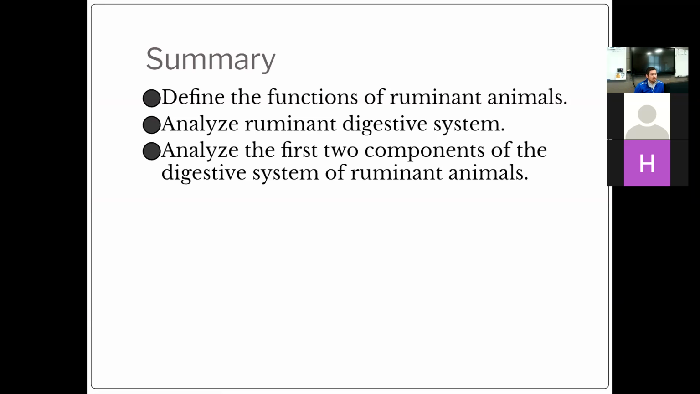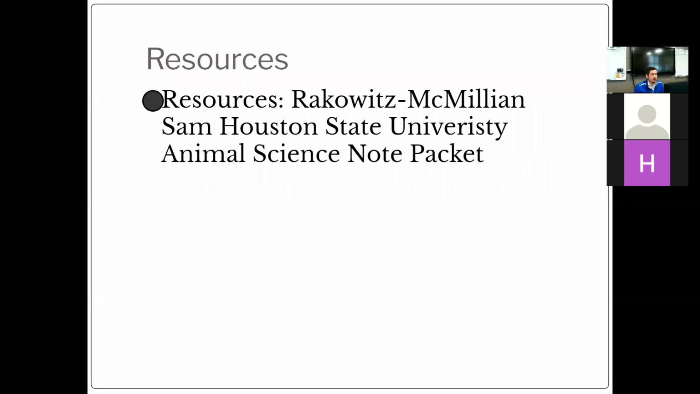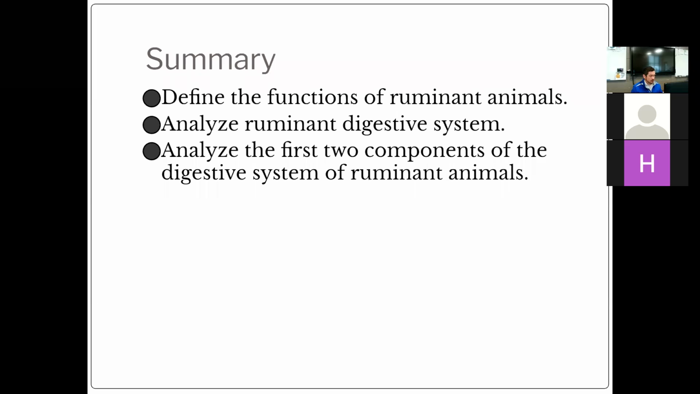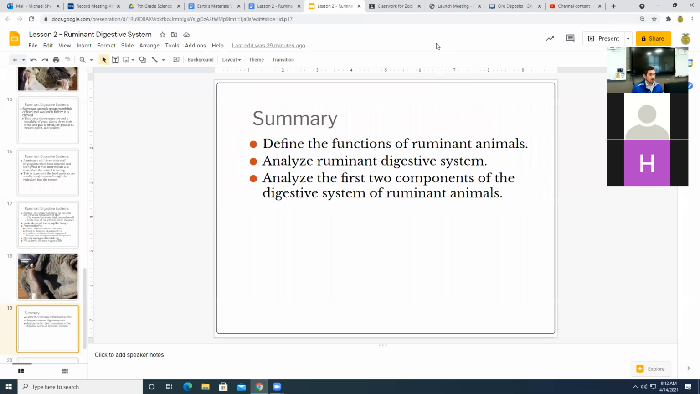Okay, so that is our presentation for today. You should be able to define the functions of ruminant animals. We analyzed the ruminant digestive system, at least the first two components. We talked about the reticulum and the rumen, what their function is and what their purpose is. So with that, I will ask for any questions.